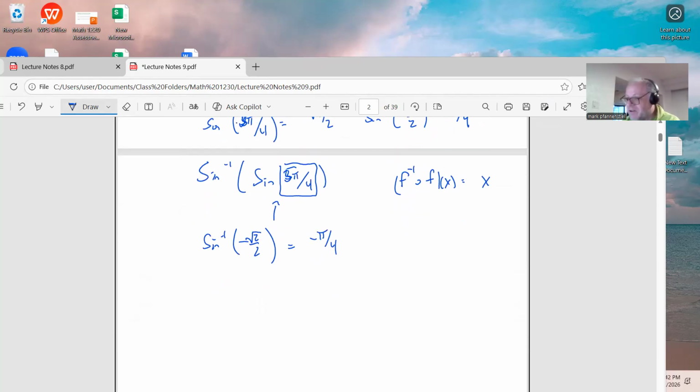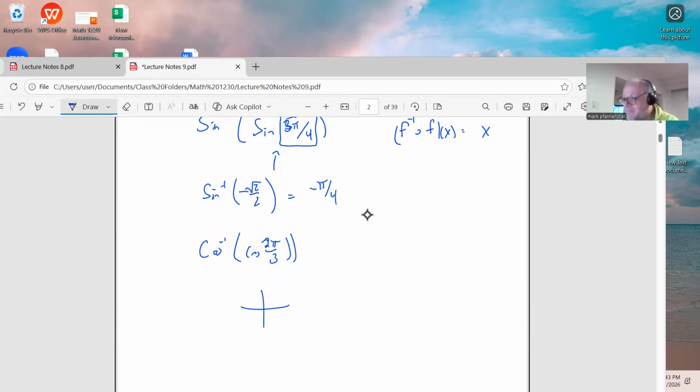So if I do the inverse cosine of the cosine of, say, 2 pi over 3. Okay, where is 2 pi over 3? Well, 2 pi over 3 is second quadrant. Remember, all students take calculus, the second quadrant. What is my reference angle? My reference angle is pi over 3. So cosine of pi over 3 is going to give me 1/2, but cosine of 2 pi over 3 is going to give me negative 1/2.